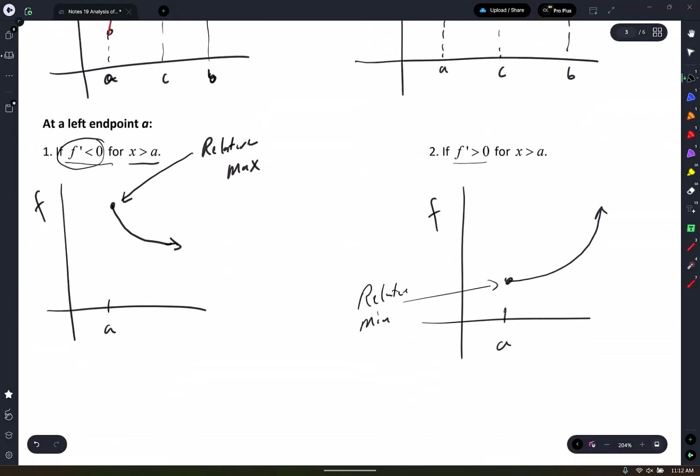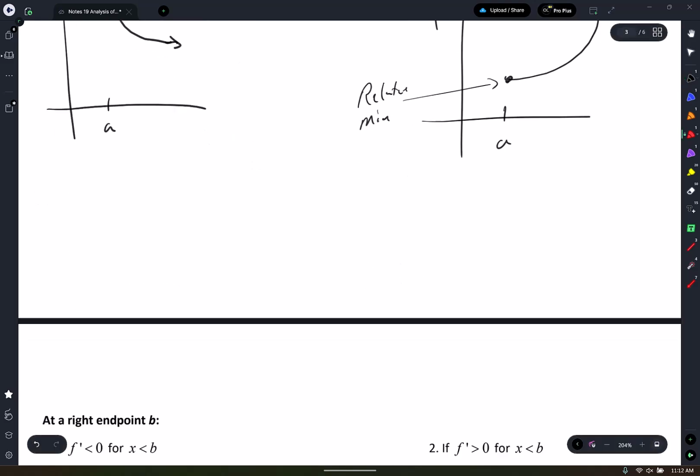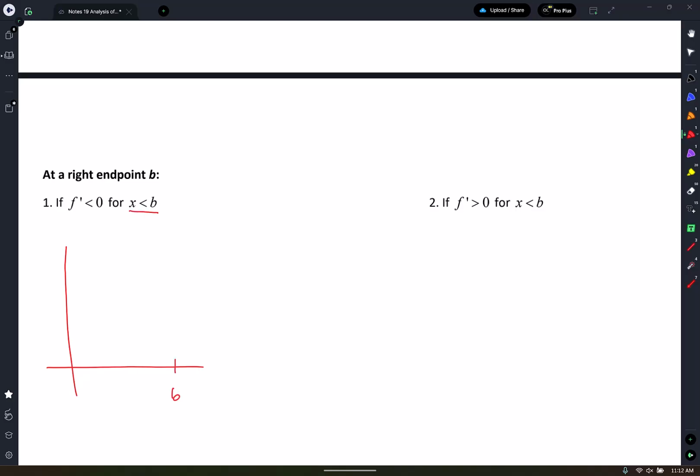By the way, that's a left endpoint, guys. So underline left endpoint. See, that's a left endpoint. The next one, notice this is a right endpoint. At a right endpoint B. So here it is. Here's B. Notice it says x less than b. Are we still okay? This function is decreasing. So here I am decreasing.